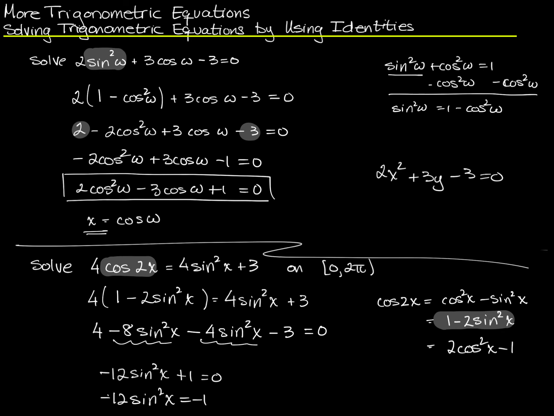Now, there's one other type of problem that you may see, and that involves having not just a 2x in a cosine or a sine, but maybe a 3x or a 5x. We call those sine and cosine of multiple angles. And that's actually the topic of our next video.